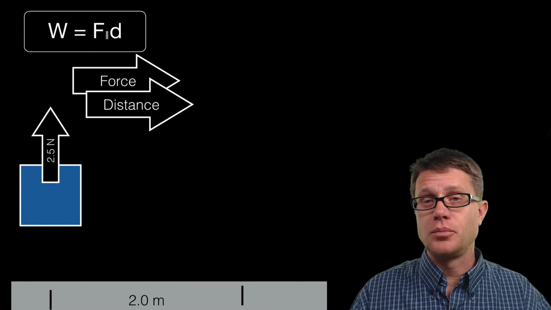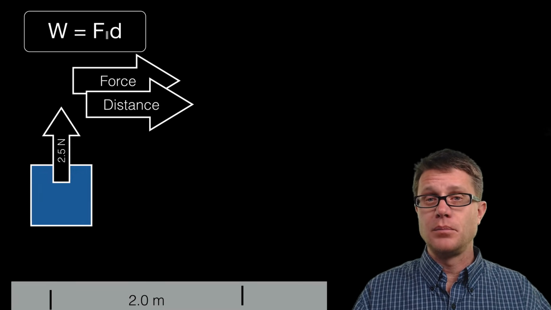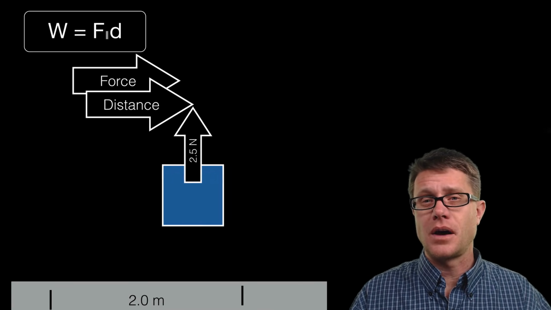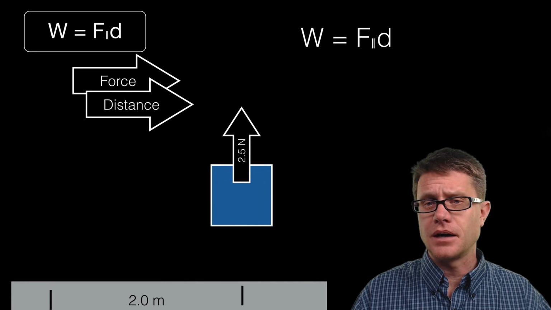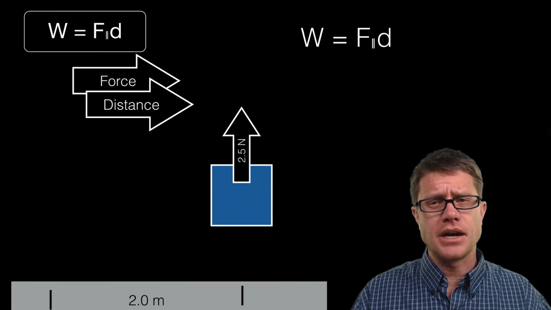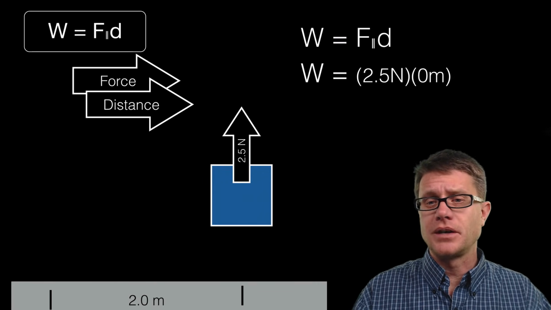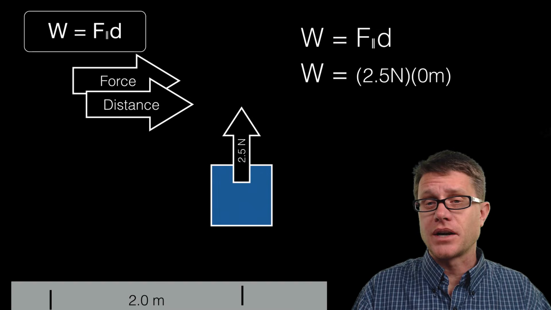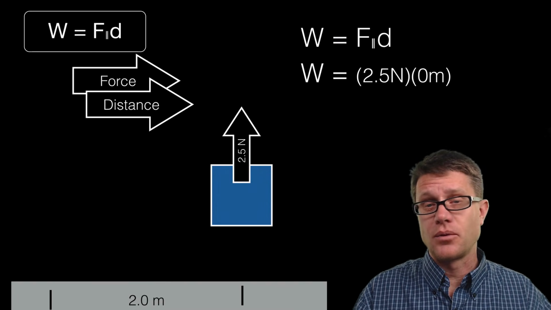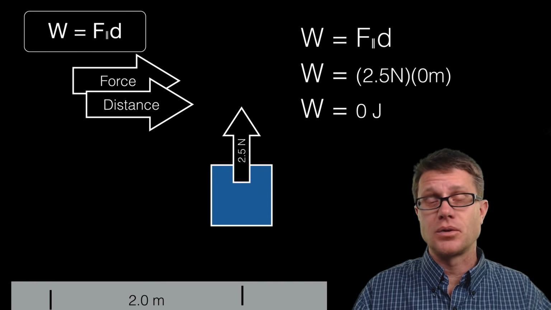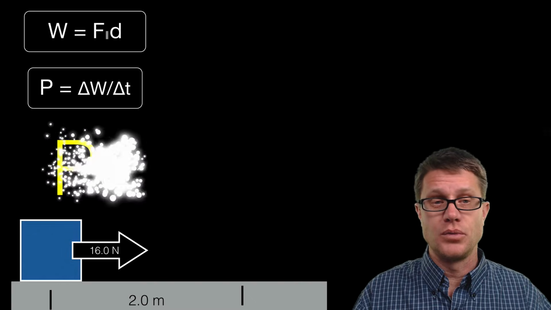And so I'm applying a 2.5 Newton force up, and I'm moving it in the horizontal. So how much work am I doing on that box? Well, the force and the direction have to be in the same direction. And so my direction is not in the direction of the force, and so my work is going to be 0 because we're not applying that force in the direction that we're moving it.